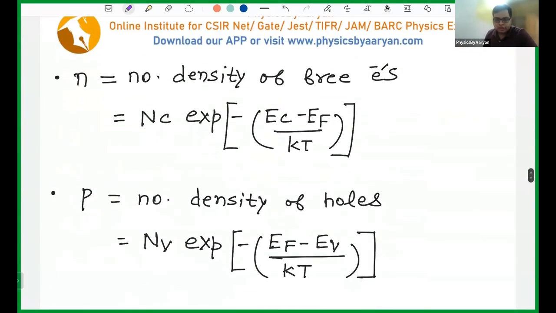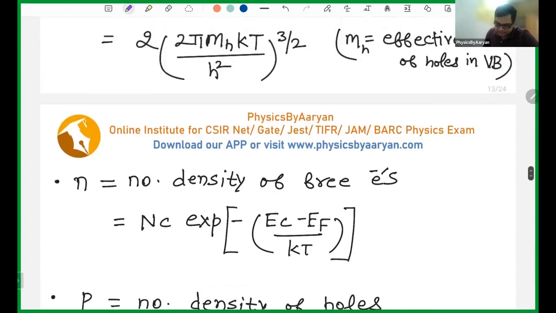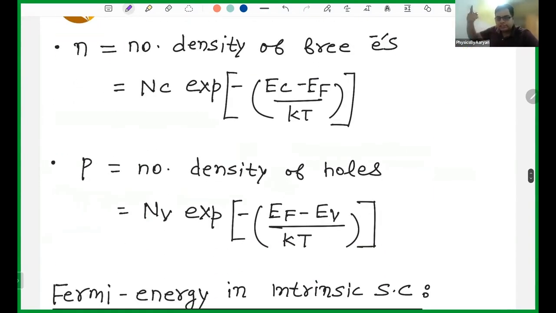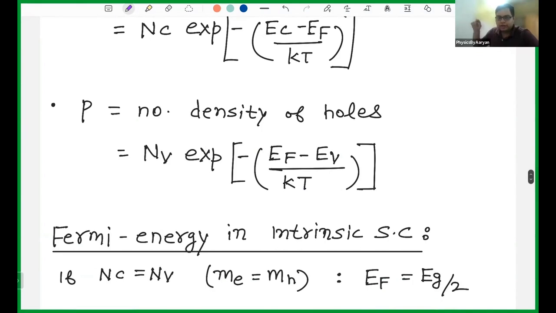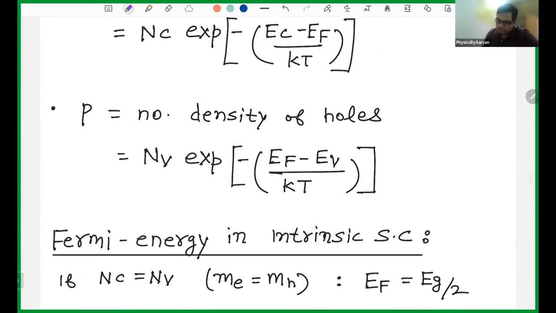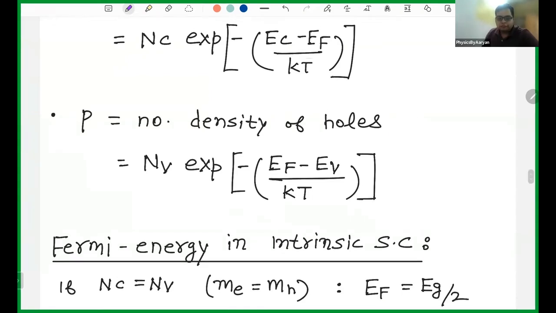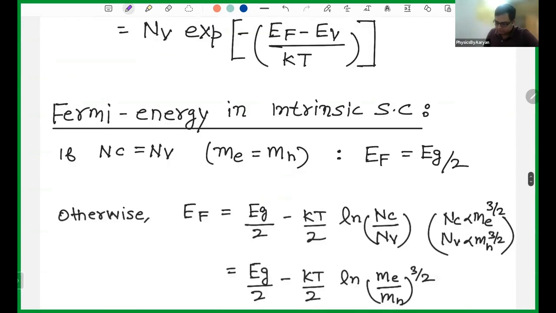The last two formulas that we need are for how many electrons per unit volume there are in the conduction band. That formula is given by n equals NC, where NC is the density of states in the conduction band, times exponential of minus EC, the energy of the conduction band, minus EF, the Fermi energy, divided by KT. And p is NV times exponential of minus EF minus EV by KT. These are the two formulas. This tells you the number of electrons in the conduction band, and the number of holes in the valence band. Both formulas are in terms of NC and NV, which are nothing but the density of states in the conduction band and the density of states in the valence band.